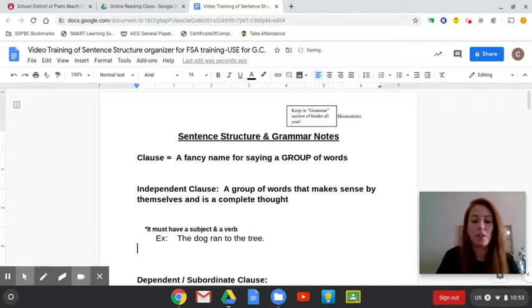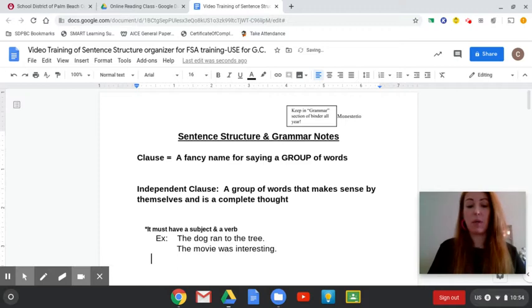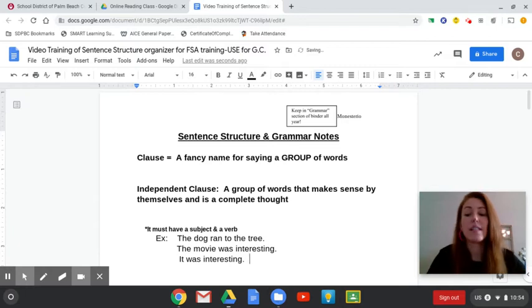I'm going to put another example. I want you guys to put this because I'm going to show you something because there's a part that some people get confused on. So let's do this. The movie was interesting. Now, here's the part that some people get confused. I'm going to write this sentence down. I want you to write down too. It was interesting. If I just say it was interesting, is that a complete thought? It was interesting. Yep, that's a complete thought. It was interesting. I do not need to tell you what it is because it is a pronoun.